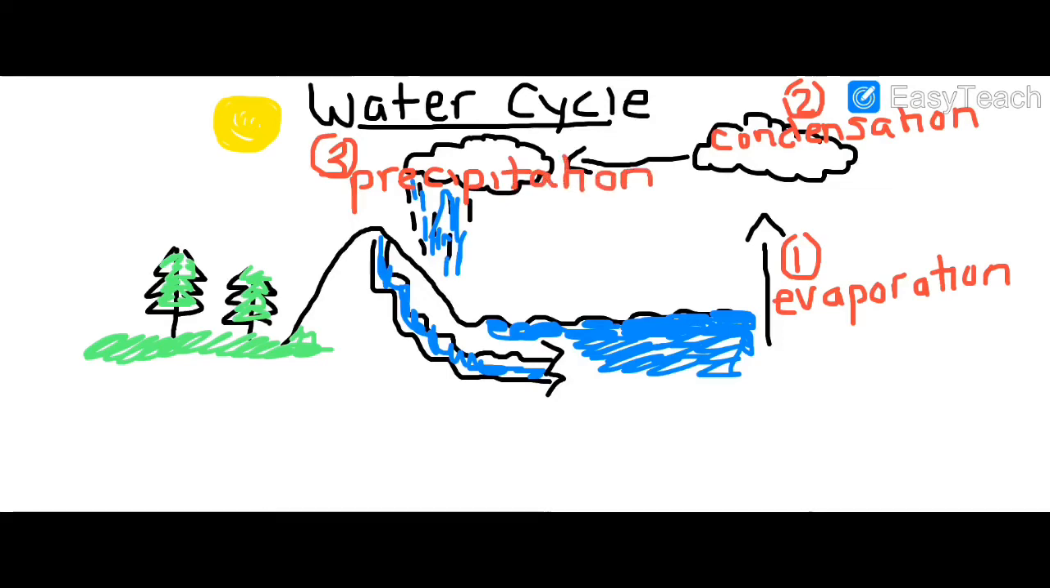All right, so that's our precipitation. Now, precipitation can happen in multiple forms. You can have rain, hail, sleet, or snow. How did I forget snow? Rain, hail, sleet, or snow can fall. In this case, I'm just showing it as rain.